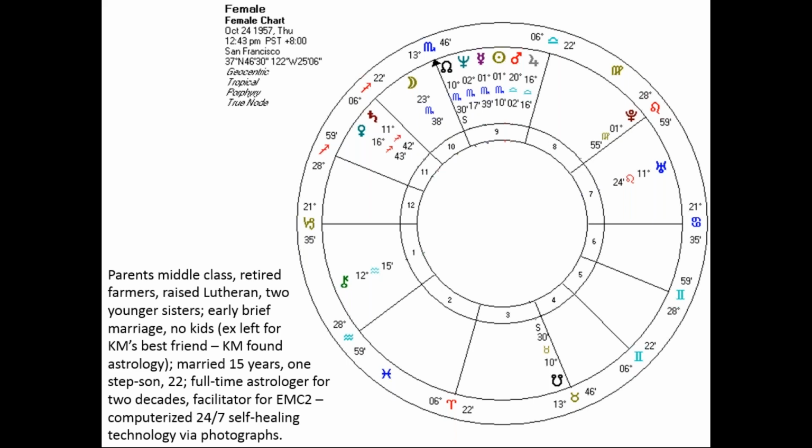I had an early marriage, the one I told you about, from 20 to 26. We had no kids. Ex left me for best friend. That's when I found astrology.